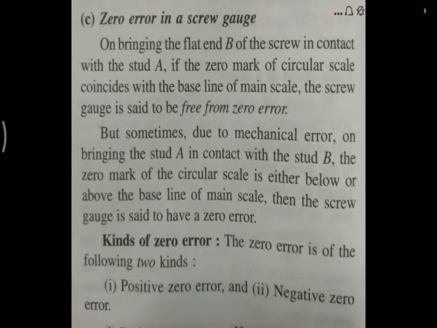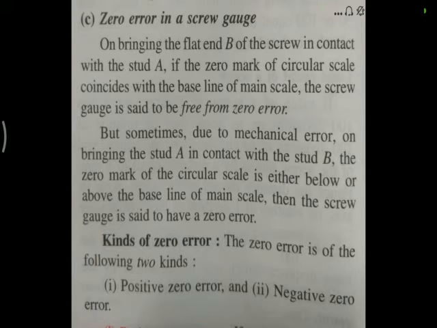A and B will come in contact, right? Once they come in contact, then we need to see whether the zero of the circular head coincides with the baseline. If the zero and the baseline are coinciding, then it is said the screw gauge is free from any error. But if it is not, then it has errors.